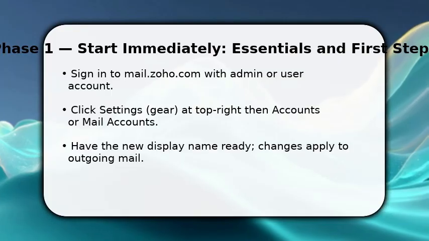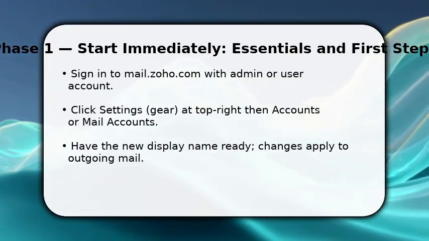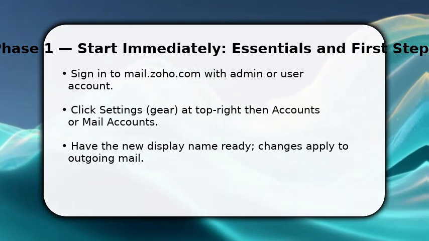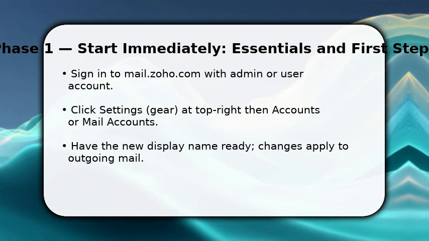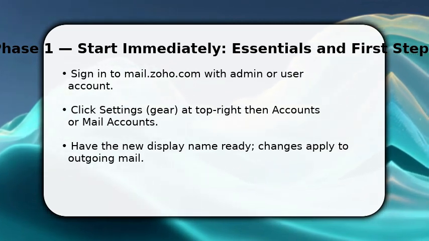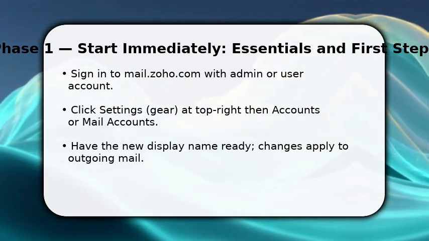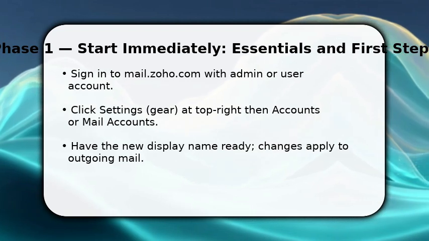Enjoy the video. You're signed in, now go straight to Settings, click the gear at the top right. Once there, choose Accounts or Mail Accounts depending on your layout. You need to pick the email identity to edit. Select the address whose display name you want to change. Make sure you have the exact name you want to show to recipients.